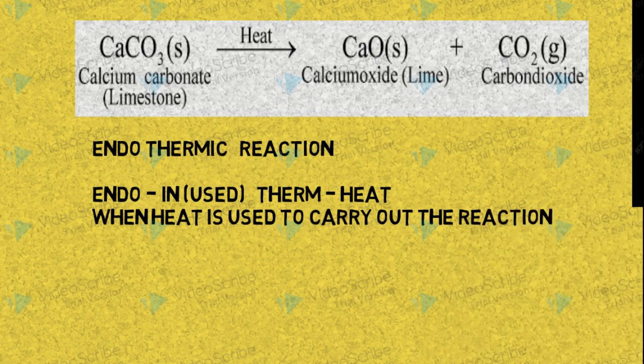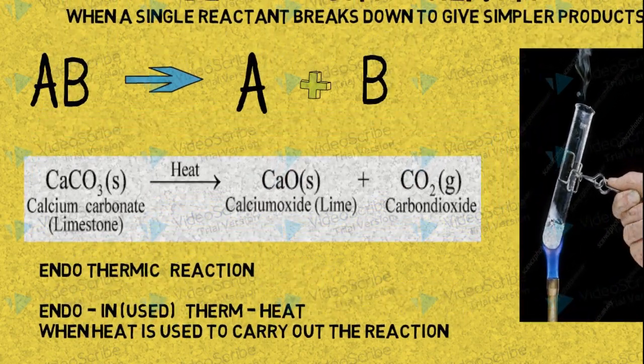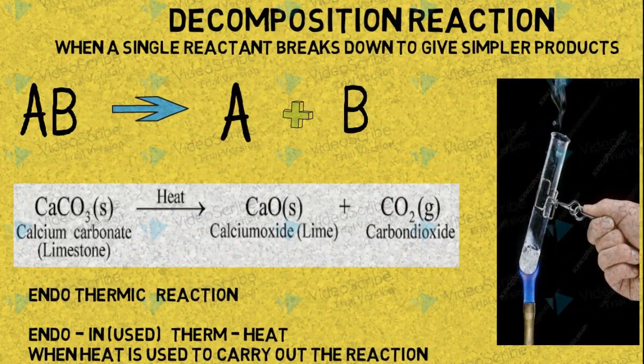Now this process is also called an endothermic process. Endo means in and therm means heat. When heat is used to carry out any reaction, we call such a process endothermic. Here, when you heat calcium carbonate, this heat energy is utilized to break the bonds of calcium carbonate. So heating of calcium carbonate is an endothermic reaction. It is opposite of an exothermic reaction. In an exothermic reaction, energy is released, but in an endothermic reaction, energy is used.